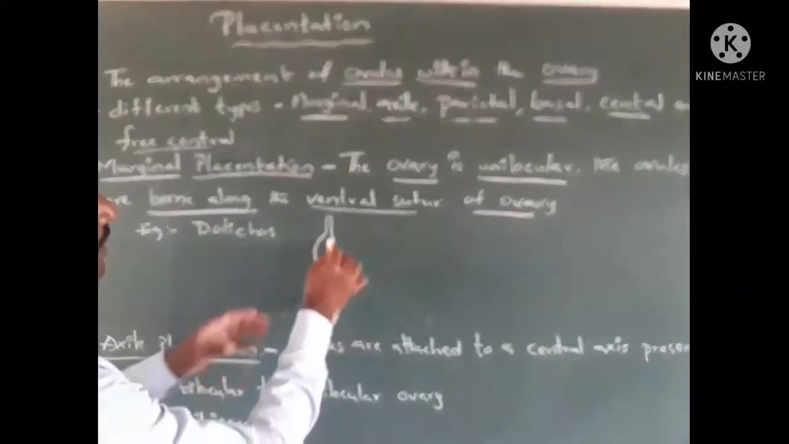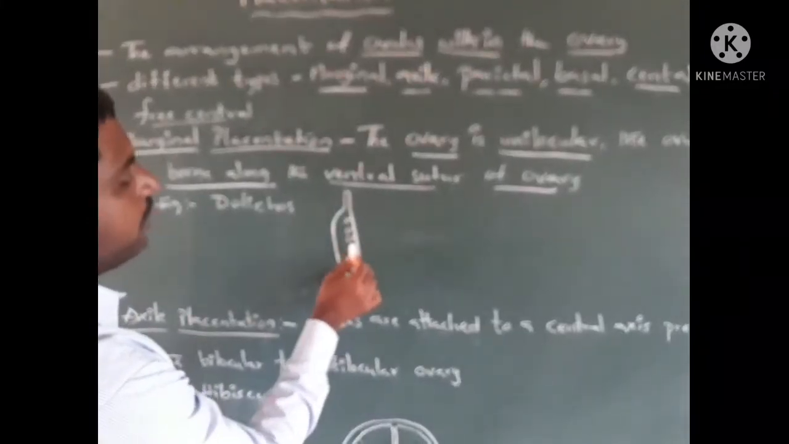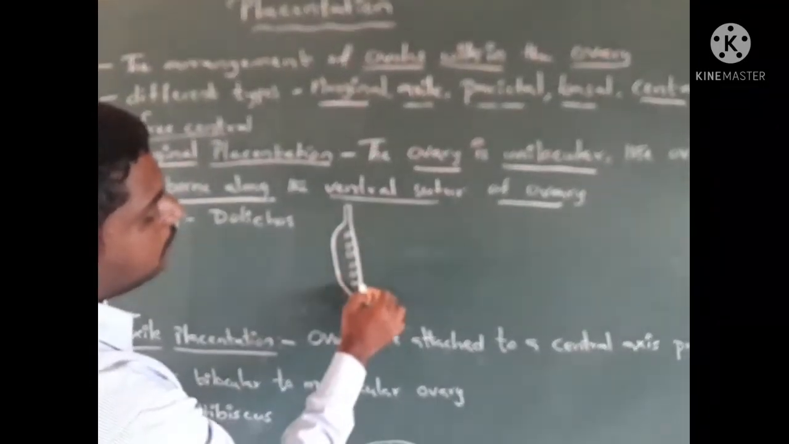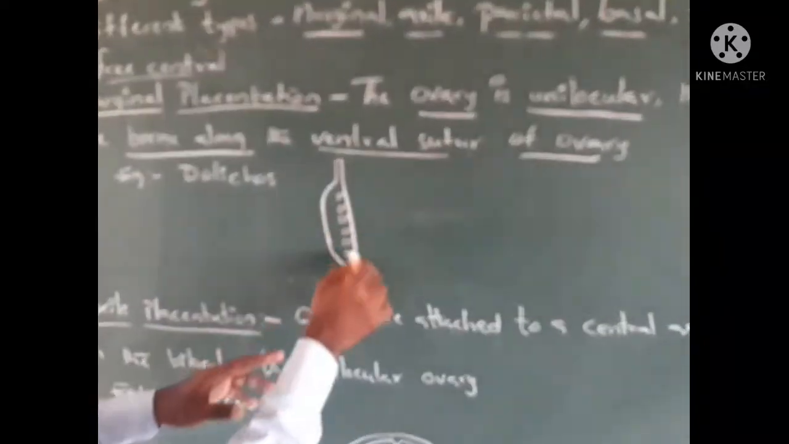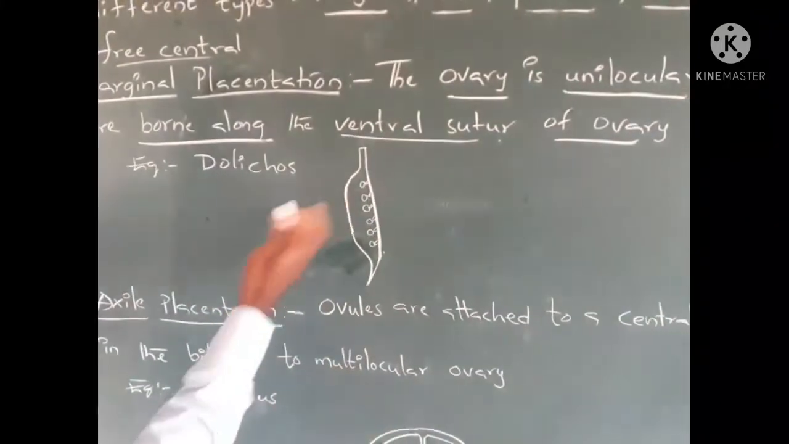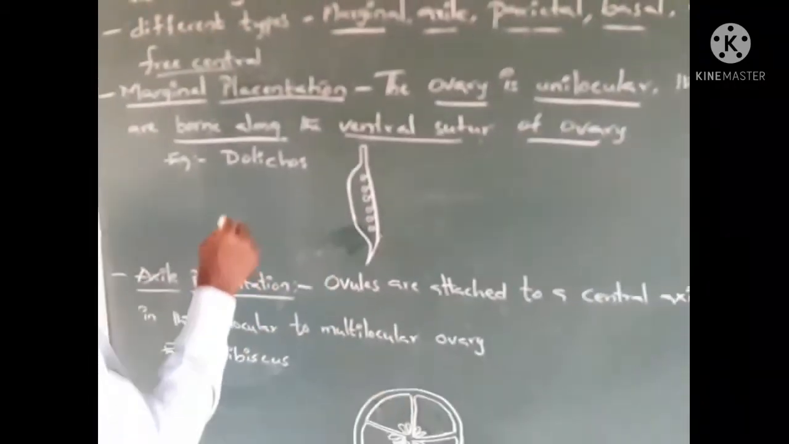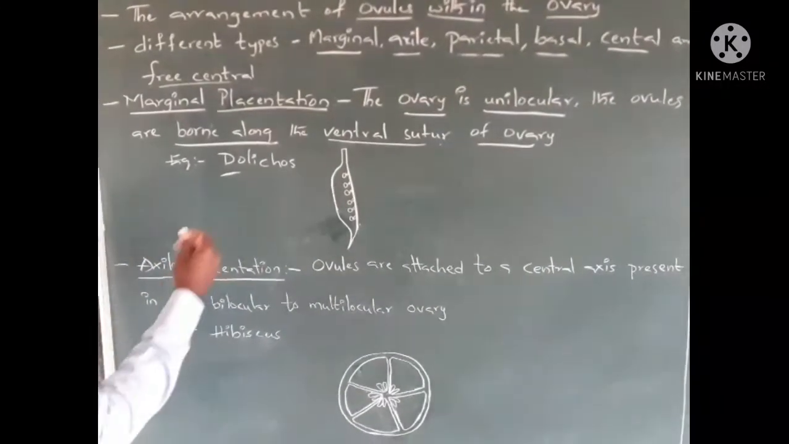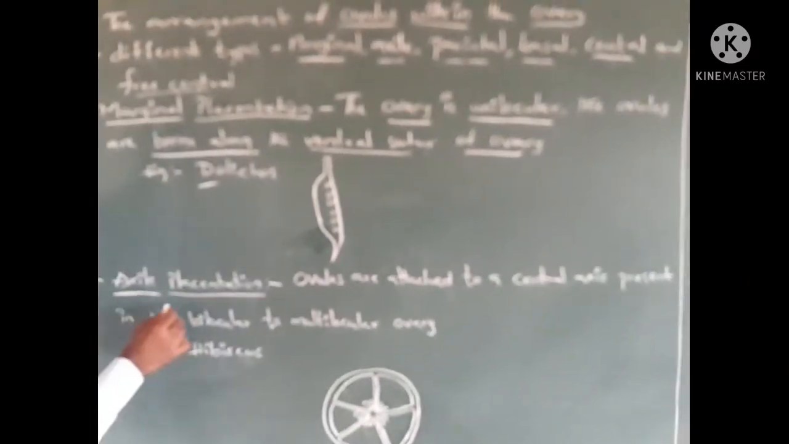See here, it is a diagram. The ovules are borne at the ventral suture of the ovary. Here only one locule is there. Examples: Dolichos, pea, and Phaseolus aureus, which are Fabaceae family members. And the second one is the axial placentation.